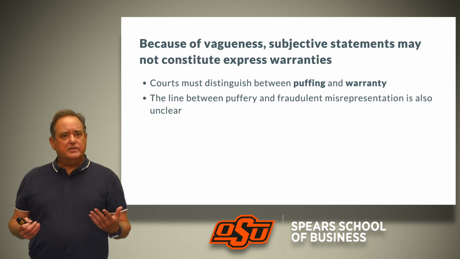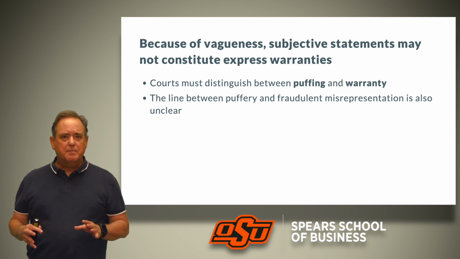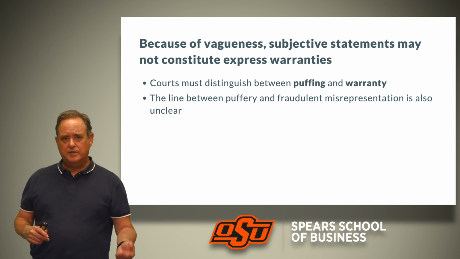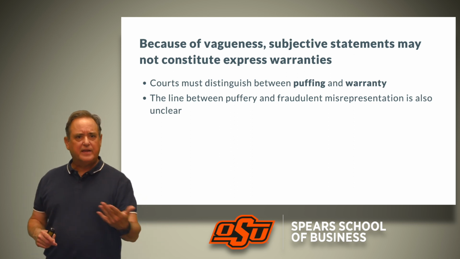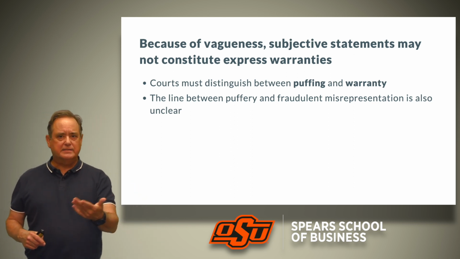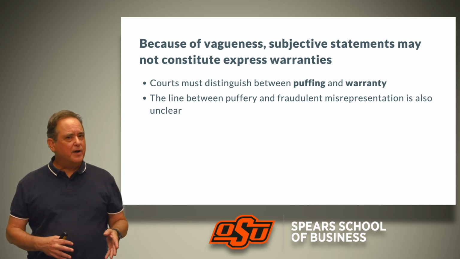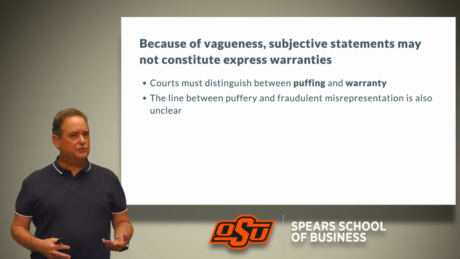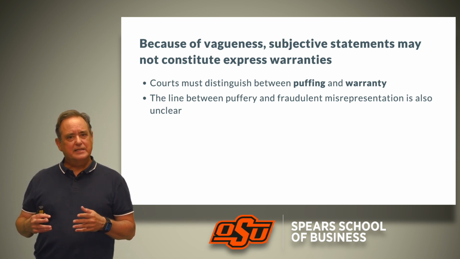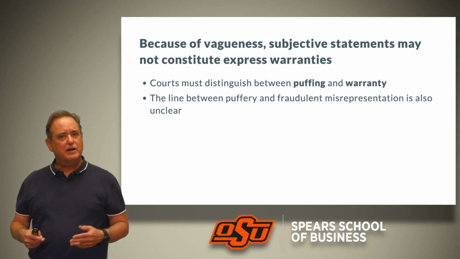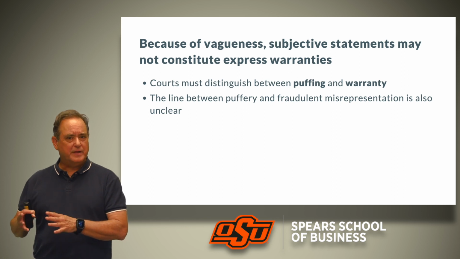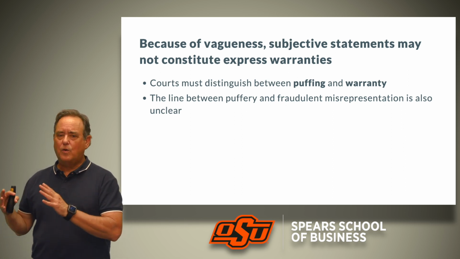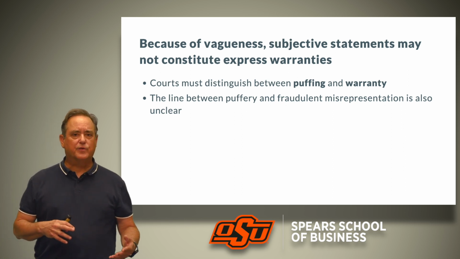Because of vagueness, subjective statements may not constitute express warranties. And so courts have to distinguish between puffing and warranty. And as I said, the line between puffery and fraudulent misrepresentation is not clear. It's a very gray area. Better ingredients, better pizza. Are you being fraudulent in saying that, or is that simply puffery, puffing?